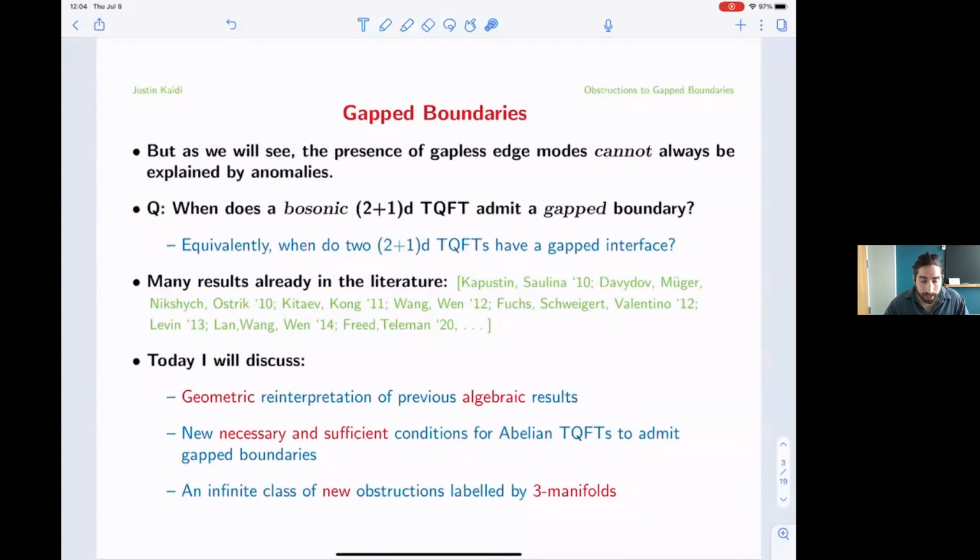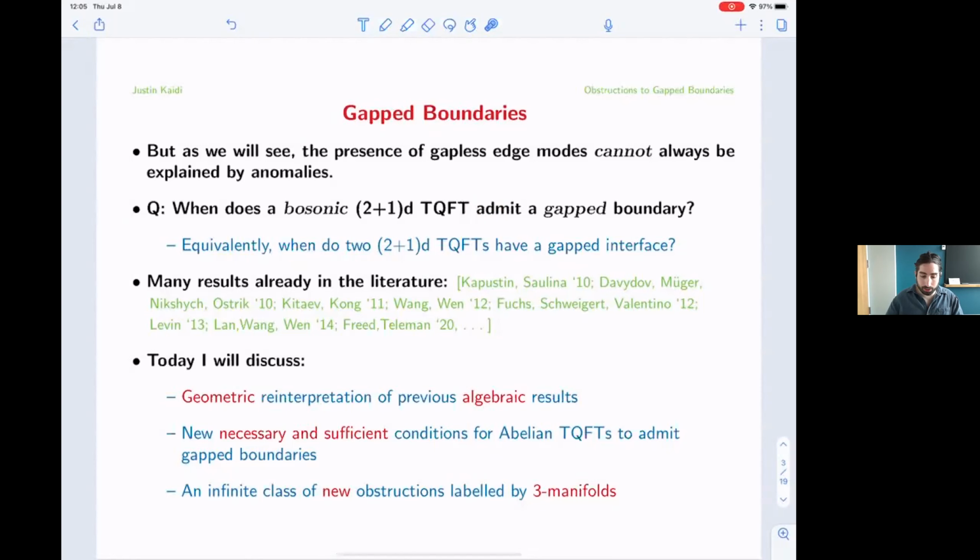Concretely, the question that we're going to ask is the following. When exactly does a bosonic 2+1D TQFT admit a gapped boundary? And this is basically equivalent to the question of when two TQFTs admit a gapped interface. Because I could say have a TQFT T1 and T2 which share a gapped interface, and if I were to just fold that, I would get some gapped boundary for the tensor product.